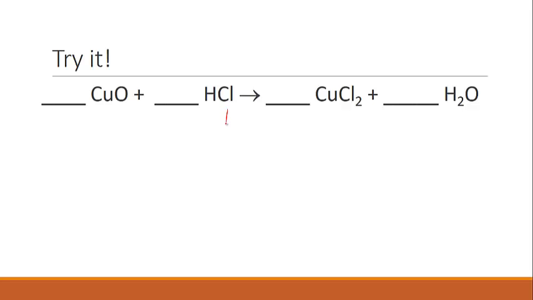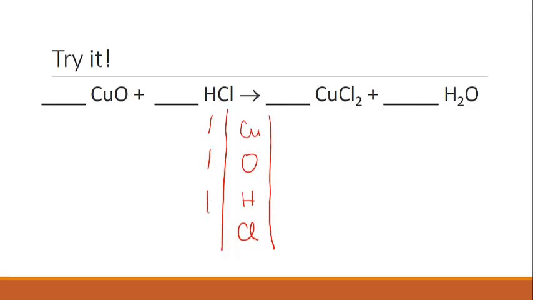So I'm going to, underneath my arrow, list out all of the elements that are involved in this chemical reaction. We have copper, oxygen, hydrogen, and chlorine. I'm going to count how many of each type of atom I have on both sides. I have 1 copper, 1 oxygen, 1 hydrogen, and 1 chlorine on the left or reactant side. And on the product side, or the right side, I have 1 copper, 2 chlorines, 2 hydrogens, and 1 oxygen. So my copper and my oxygen are balanced, but my hydrogen and chlorine are not.